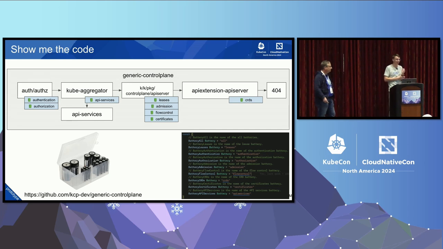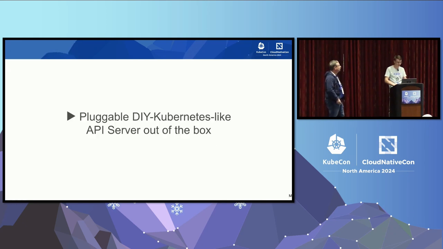So we had this idea of how to make it more pluggable. Let's look at the code in Kube and see what it would take to make it switchable. We use the same pattern we use in KCP batteries, and we started looking at how we can identify, for example, if you want API services, it's the Kube aggregator component. If you want CRDs, that's the API extension server. We played with this. It's still very much a prototype. Some things are broken, but you can already feel how it is. So what you get is a pluggable, do-it-yourself Kubernetes-like API server out of the box.